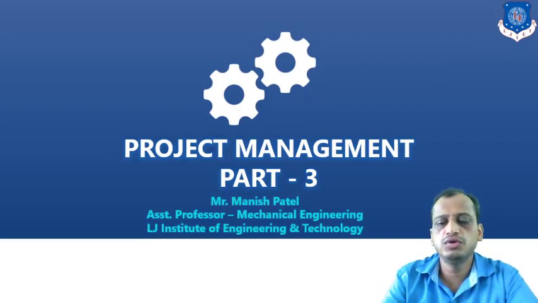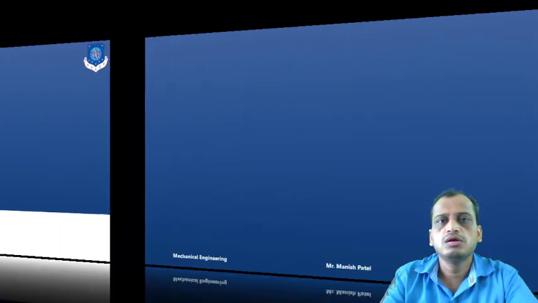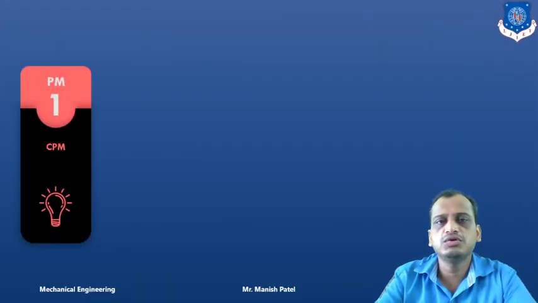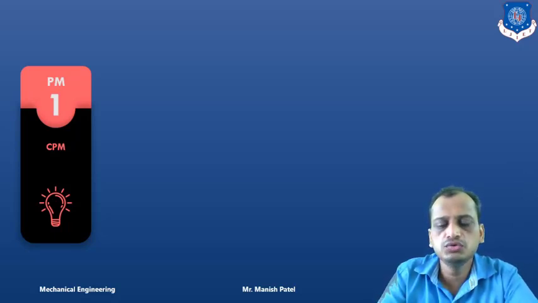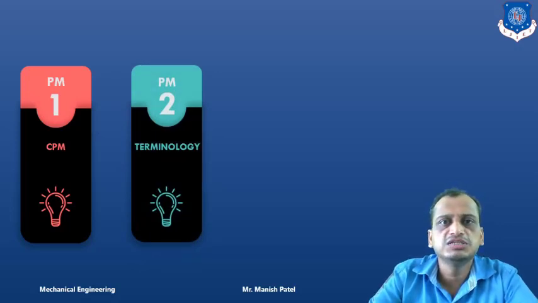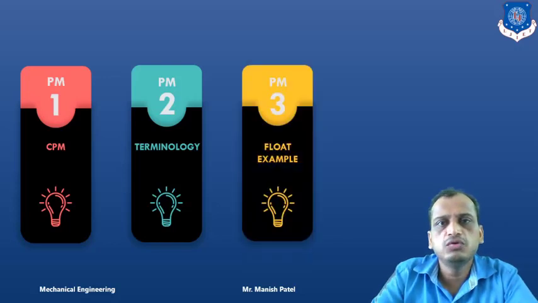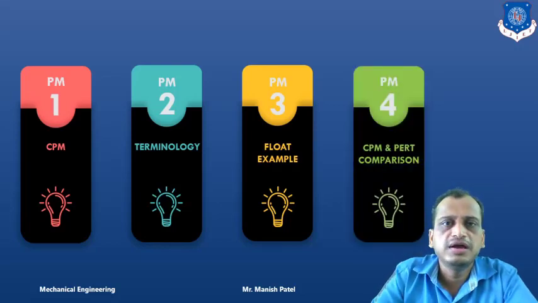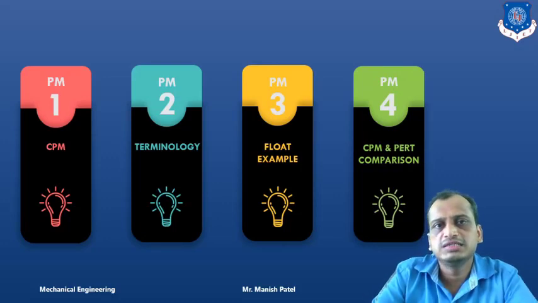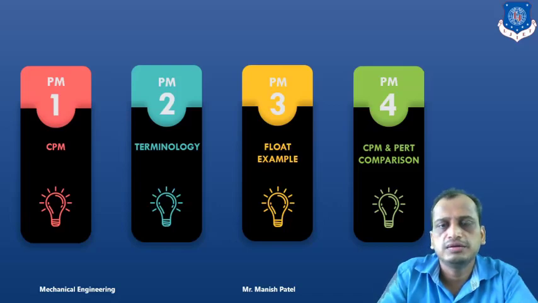So in this lecture, we are going to study, first of all, the critical path method. It's a technique which is used in project management. We will introduce this technique and then we will look into the terminology as well: what are the terms which are related to the critical path method technique? Next, we will look into an example where we will try to draw the network diagram and solve the example of float calculations. We will calculate floats which are related to the critical path method. And finally, we will compare the two techniques, critical path method and PERT, that is program evaluation and review technique.